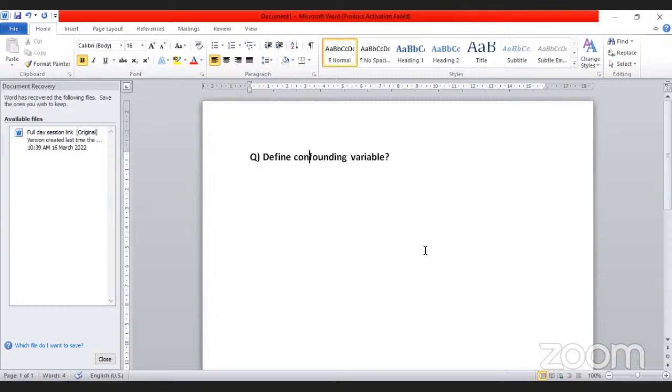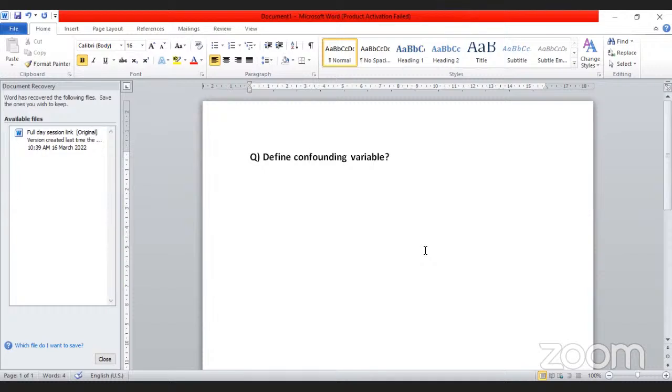How is it influencing? It influences both the independent and dependent variable, causing a mathematical relationship between them, that are associated but are not causally related to each other. This is the confounding variable.